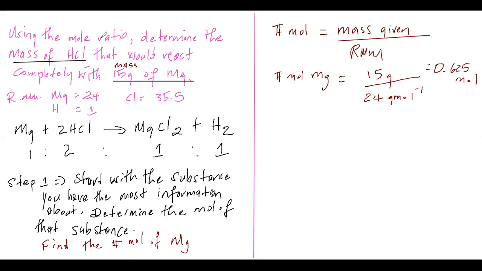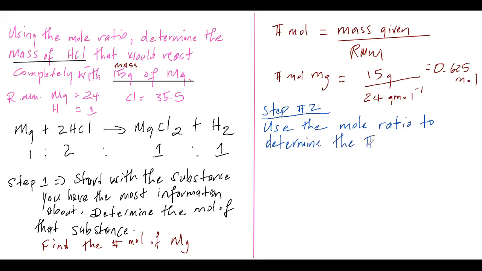And then our next step would be to use the mole ratio to tell us about the HCl. So that would be step 2. We use the mole ratio to determine the number of moles of HCl.